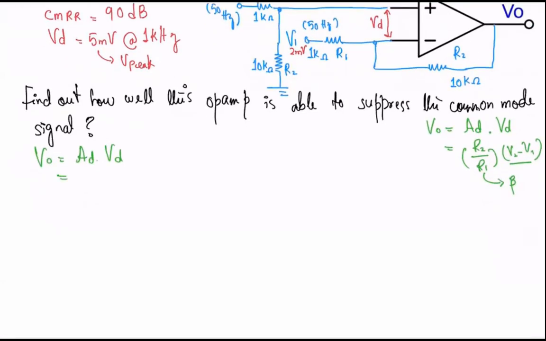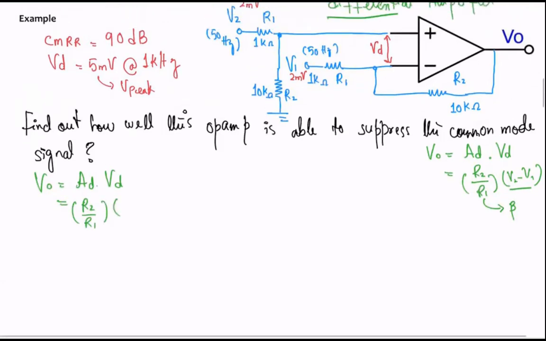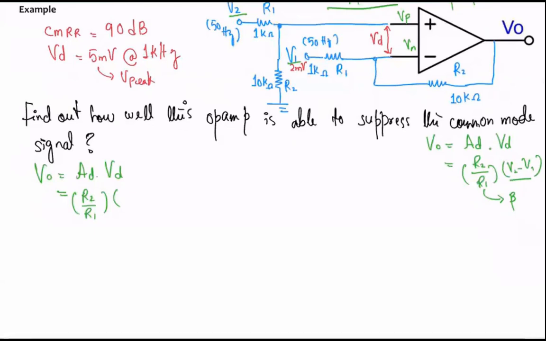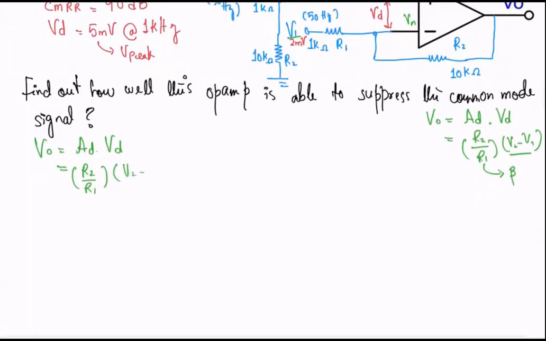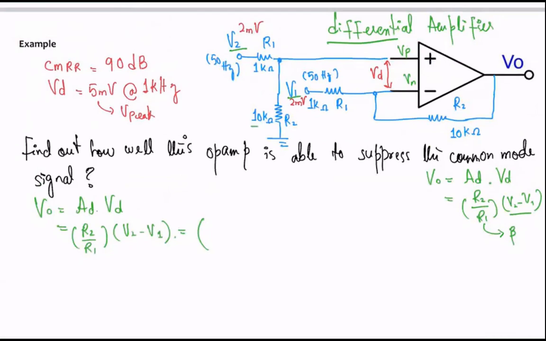So AD is what? R2 over R1. And then VD, which is the differential voltage, is VP minus VN. This is VP and this is VN. VP is basically V2, and VN is going to be V1 because it's directly connected to V1. So I basically get V2 minus V1. All right. Now here, what is the value of R2 and R1? R2 is 10 kilo ohms and R1 is 1 kilo ohm, correct?